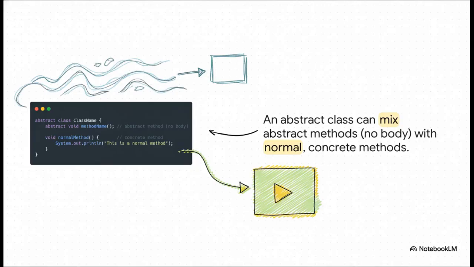Okay, now what's really cool here is how it can mix different kinds of methods. See that abstract method? It doesn't have a body. No curly braces, no code. It's basically just a rule. It says, hey, any class that inherits from me must provide its own version of this method. But then, right below it, you've got a normal, concrete method that's fully implemented. This is awesome because it provides common, shared behavior right out of the box.